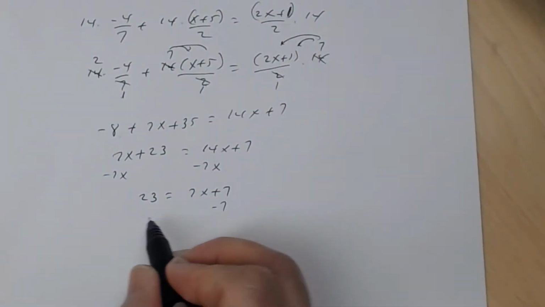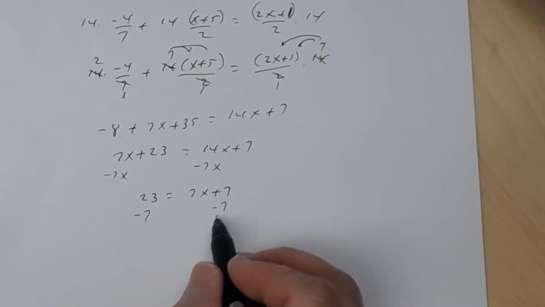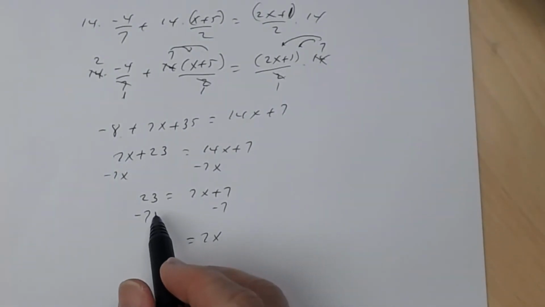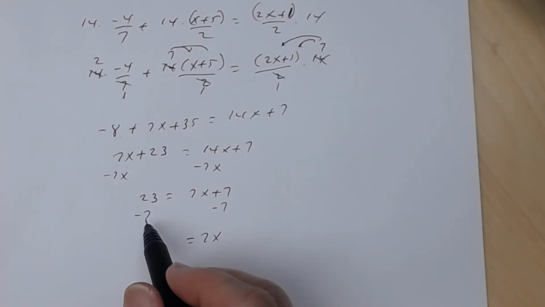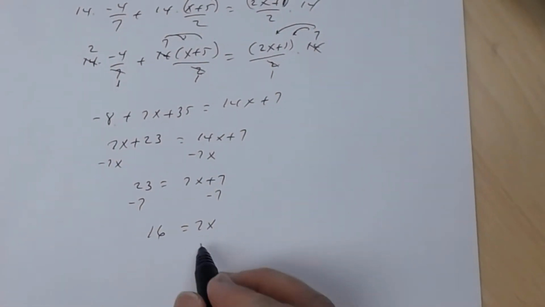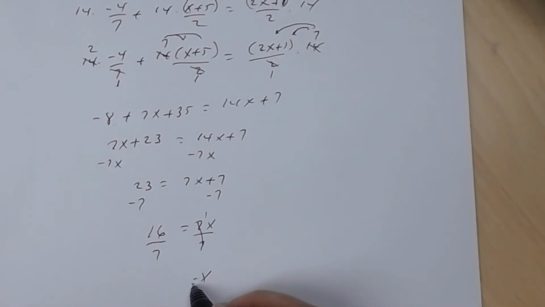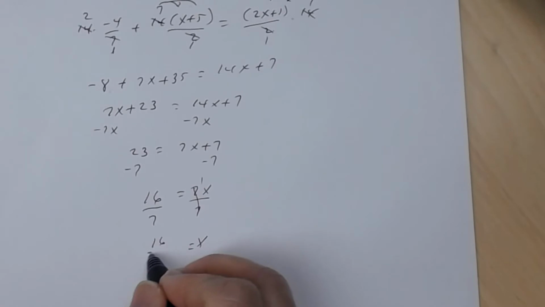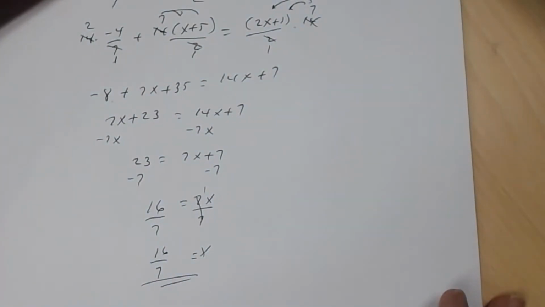Then I subtract 7 from both sides. And so when I combine like terms, I get 7x on this side. Over here, 23 minus 7 is going to be 16. And then divide both sides by 7. I get my solution to be 16/7. Okay? All right, so that's number 2. All right, now number 3.